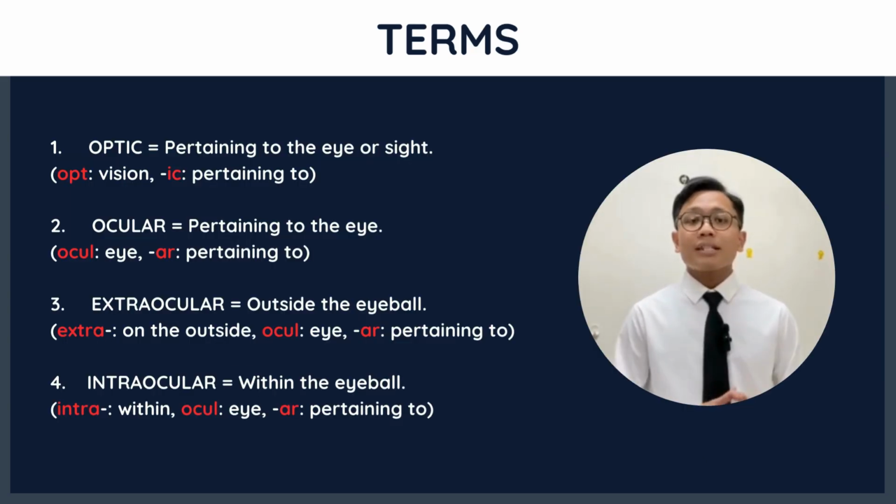So today, let's learn about the terms. The first term is optic, which is pertaining to the eye or sight. Second, ocular, which is pertaining to the eye. The third one is extraocular, which is outside the eyeball. And last but not least is intraocular, within the eyeball.